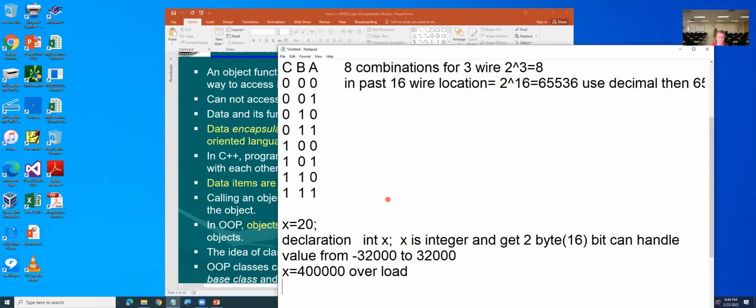In this case, you make a declaration long integer. Then you'll be okay. That means now they can give you a bigger room so you can store the data.